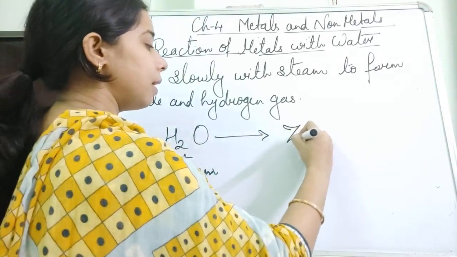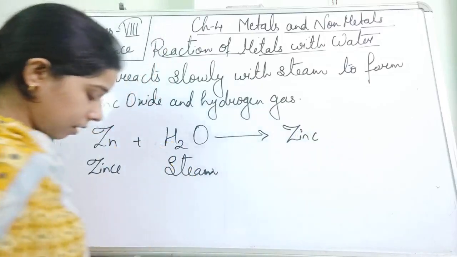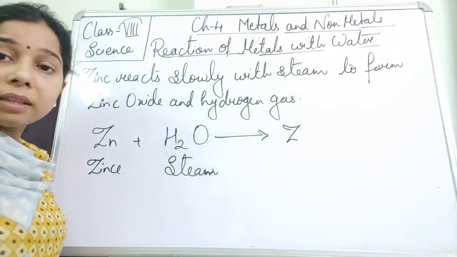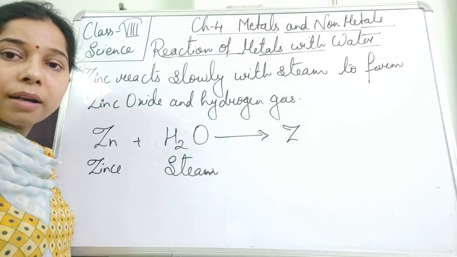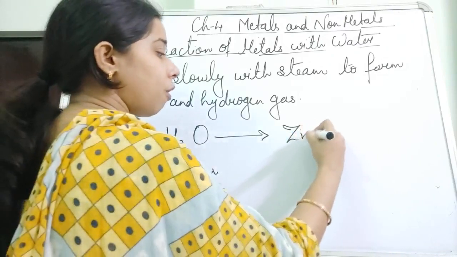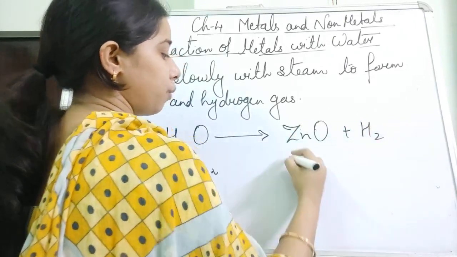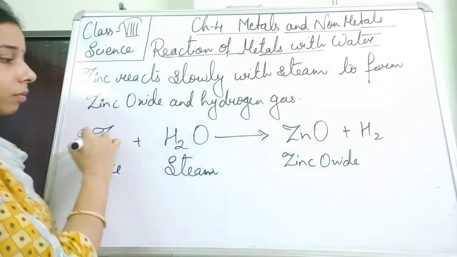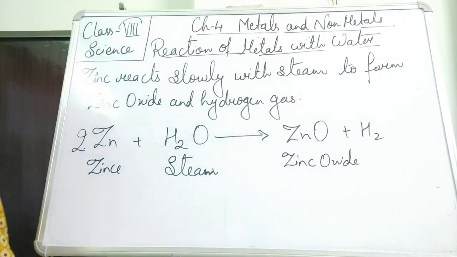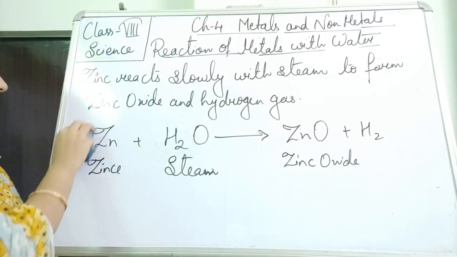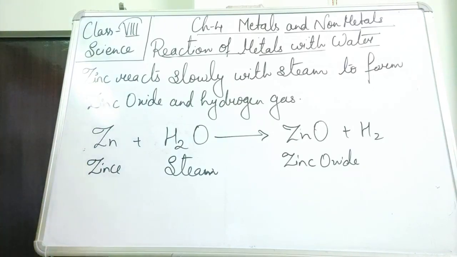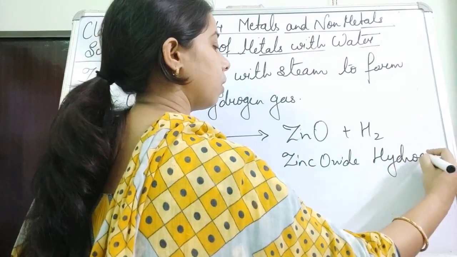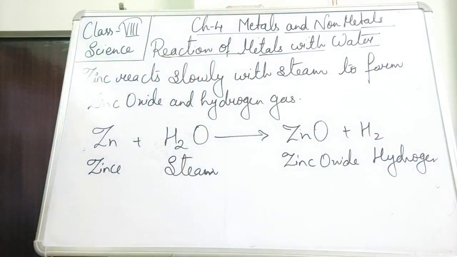It will form zinc oxide, that is ZnO. We know that a metal reacts with water to form hydroxide as well as oxide. So zinc will form zinc oxide and hydrogen gas is released. So this is zinc oxide. There will be no need of balancing it. It is already balanced. So zinc oxide and hydrogen gas is released.